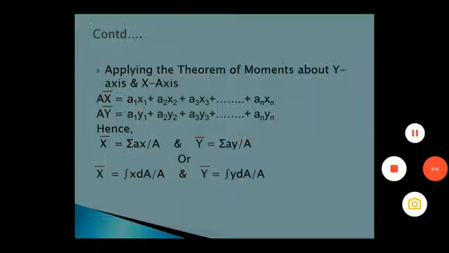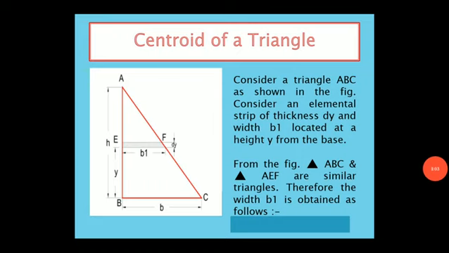Now let's come to the last concept of today's class, that is by using the formula which we derived in the previous equation, let's try to locate the centroid of a triangle. Now in this case here I have taken a right angled triangle ABC. I want to locate the centroid of it.